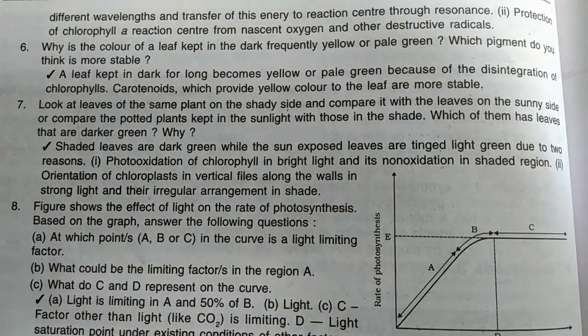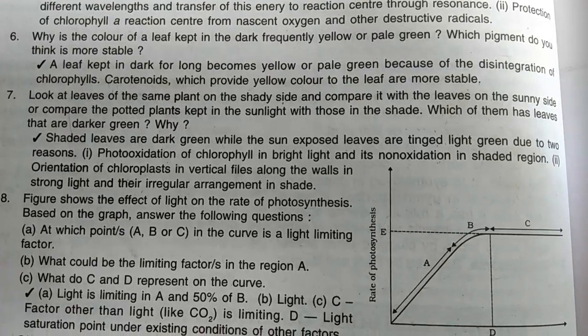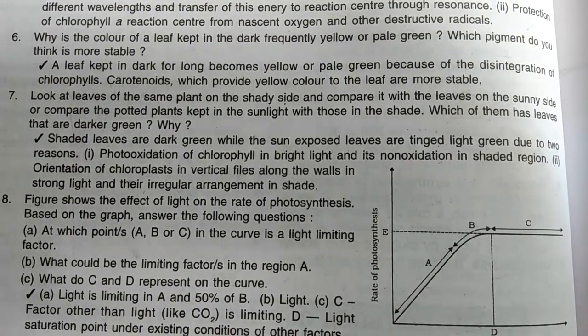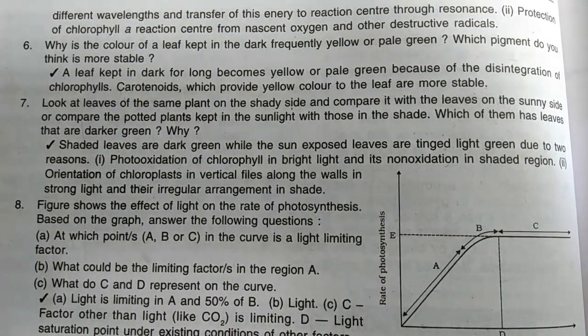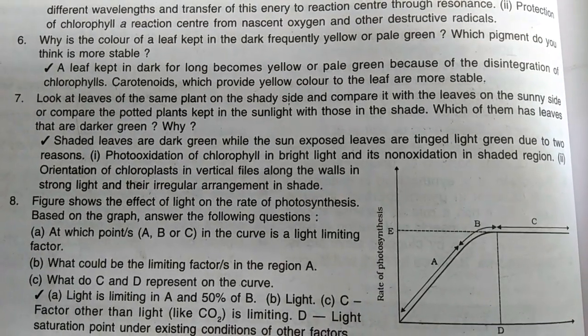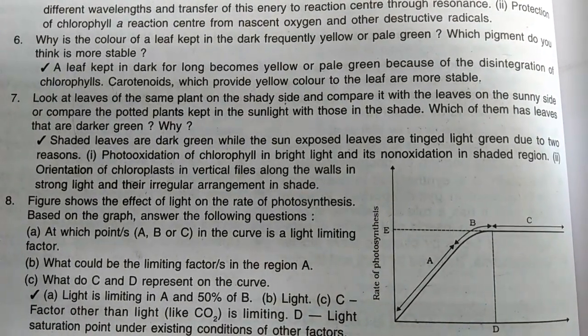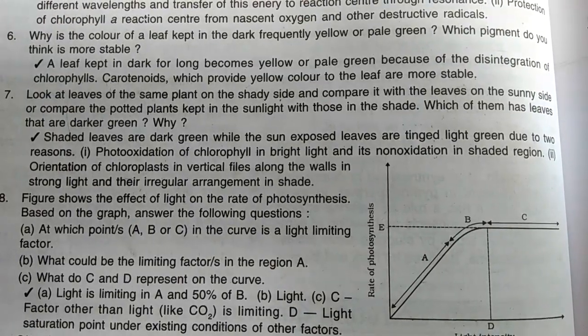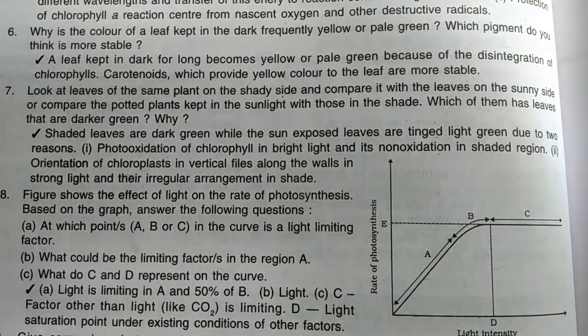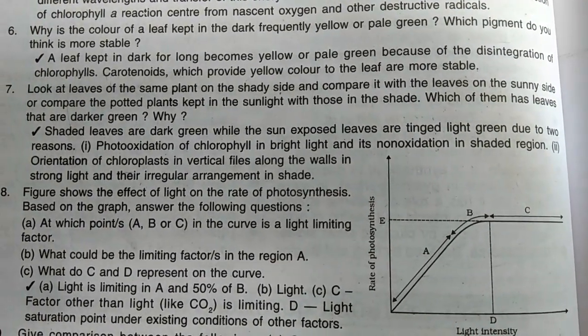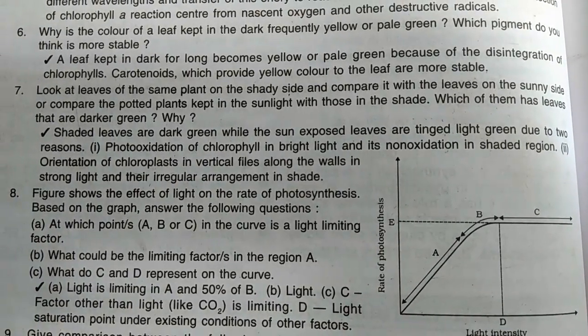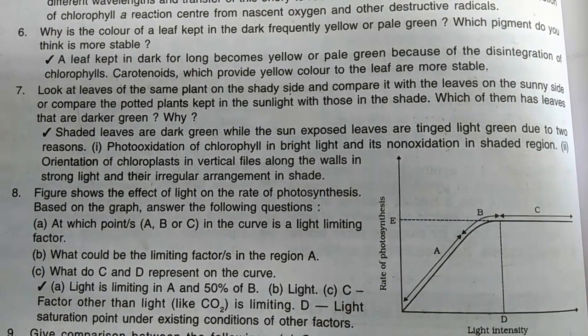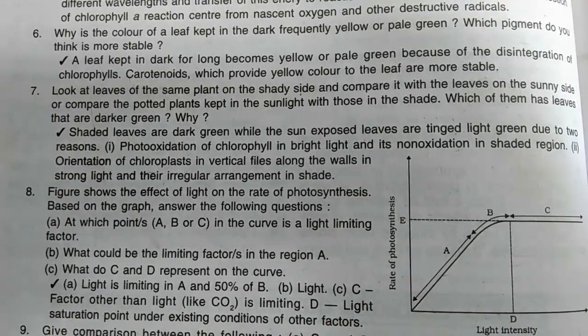Question 6 is what is the color of a leaf kept in the dark, yellow or pale green? Which pigment do you think is more stable? Answer is a leaf kept in dark for long becomes yellow or pale green because of the disintegration of chlorophylls. Carotenoids, which provide yellow color to the leaf, are more stable.